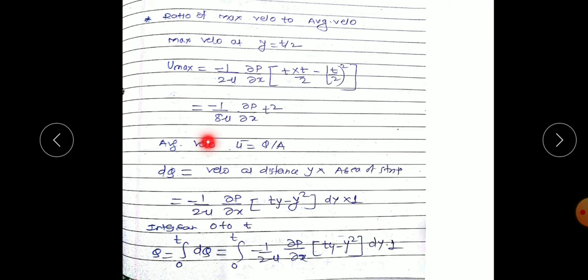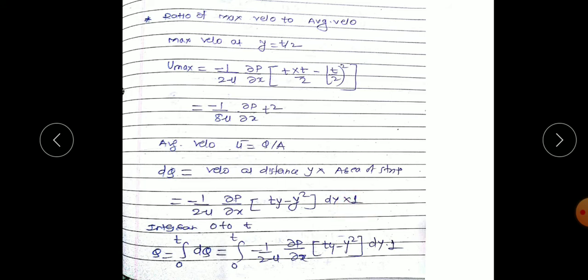Now the average velocity we can obtain by taking the discharge. We know velocity is discharge upon area. So we can find the small discharge dq as the velocity at a distance y, that is, of the fluid element, into the area of the strip. So the velocity formula is again minus 1 by 2 mu delta p by delta x (ty minus y square) dy, into the area of the strip, which is dy into 1.